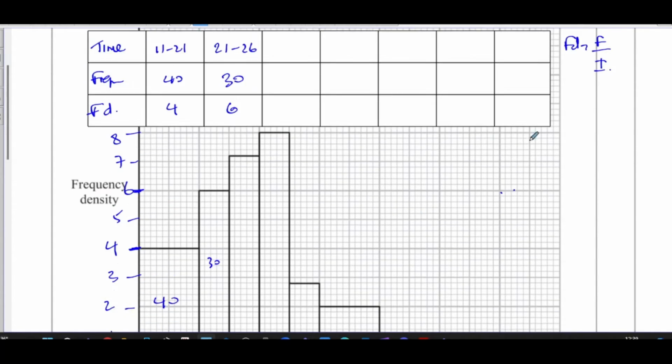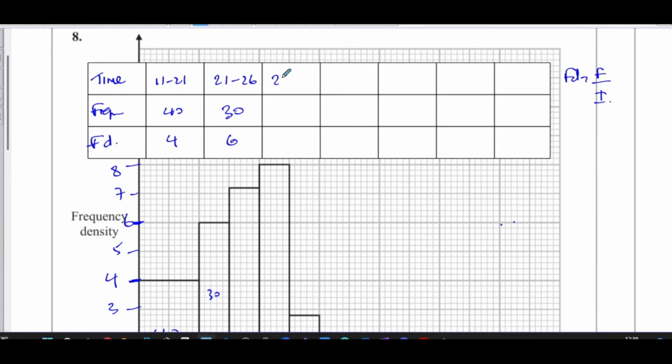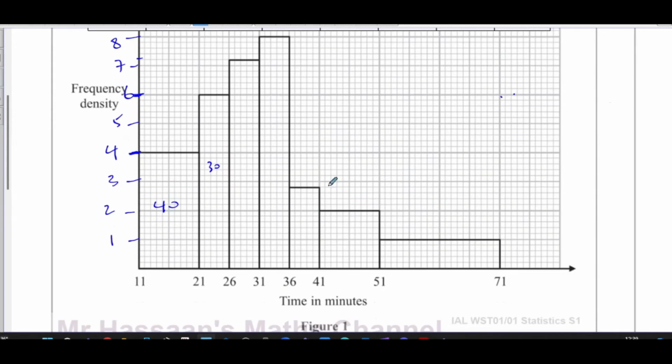I can say from 26 to 31. Again, that's 5. And we can work out the frequency density, which is 7.2. Okay. And we can multiply 5 by 7.2, which is going to be 36. And we can carry on. All right. I'll leave that to later because I think that's coming later.